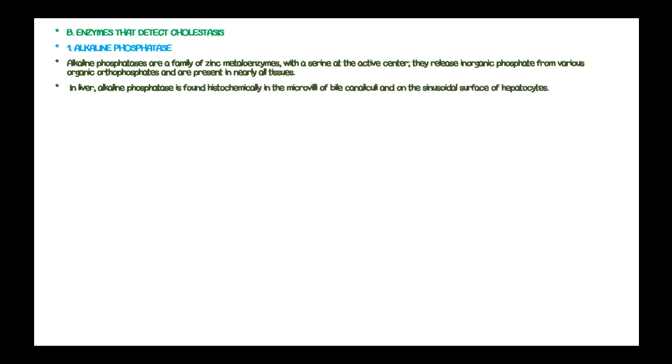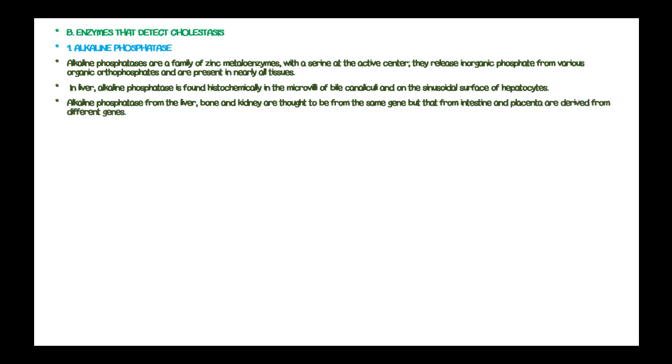These are alkaline phosphatases. Alkaline phosphatases are a family of zinc metal enzymes with a serine at the active center. They release inorganic phosphate from various organic orthophosphates and are present in nearly every tissue in the body. In liver, alkaline phosphatase is found histochemically in the microvilli of bile canaliculi and on the sinusoidal surface of hepatocytes. Alkaline phosphatases from the liver, bone, and kidney are thought to be from the same gene, but that from the intestine and placenta are derived from a different gene. This has a significance in your diagnosis.